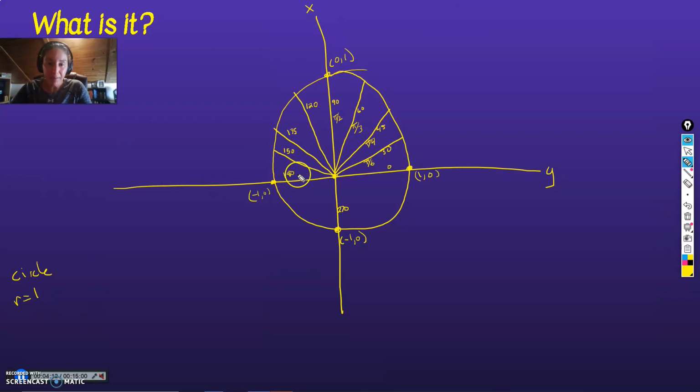Remember, pi is the length straight across. Pi is 180 degrees. So pi over 6, which is 30, is 1/6 of this half circle. Pi over 4, this section right here, is 1/4 of the half circle. Pi over 2, this section right here, is half of the whole. Pi over 3, this section here, is 1/3 of the whole.